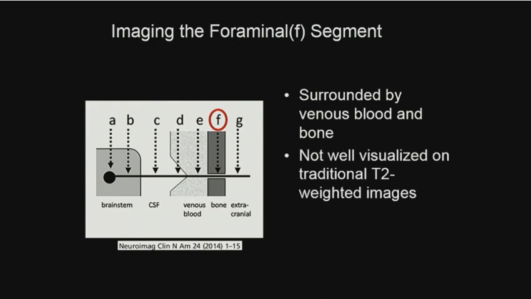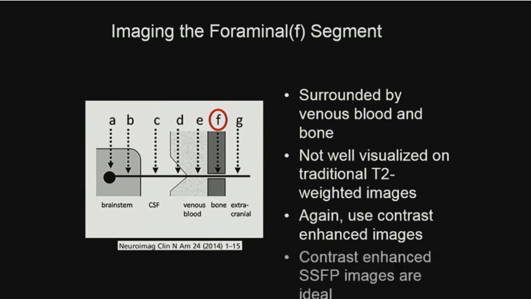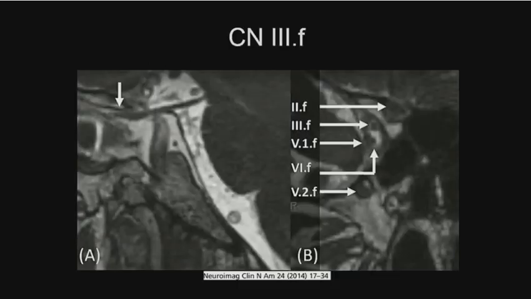This is not well visualized on traditional T2 weighted images, and here again we can use contrast-enhanced steady-state free precession images to visualize the nerves in the foraminal segment. Here's a demonstration in the sagittal view after contrast on CISS imaging of the third nerve. Here's the midbrain, the pons, and the third nerve extends anteriorly. Here it is in the cavernous sinus, extending into the superior orbital fissure anteriorly.